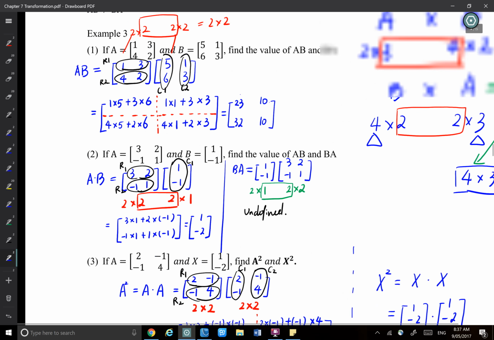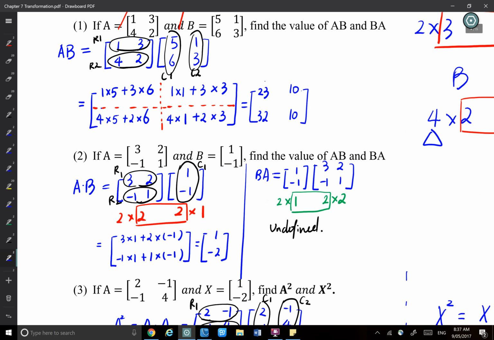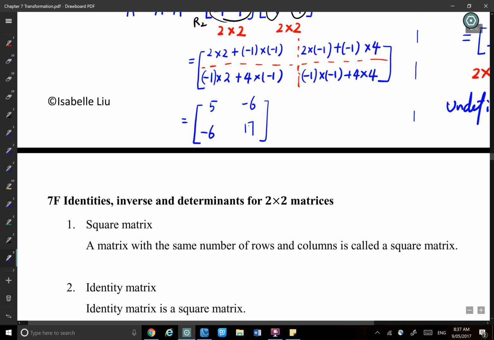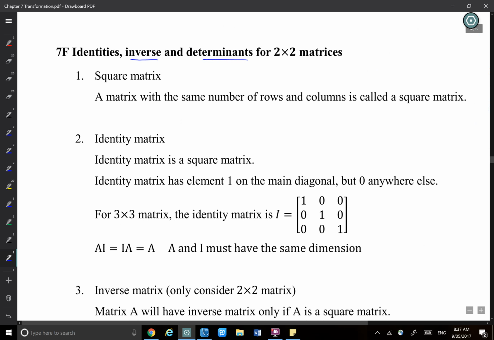And when you do the multiplication of the matrix, you use the row of the first matrix and the column of the second matrix. You use row 1 times column 1, and the result will be row 1, column 1. You use row 1 times column 2, that will give you row 1, column 2. Okay, the result will be written in row 1, column 2. So that's the rule for addition, subtraction, and multiplication. And today what we're going to learn is identities, inverse and determinants for a 2 times 2 matrix. Okay, what we have learned is add, subtract, and times.